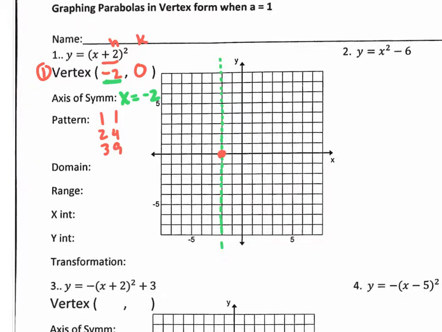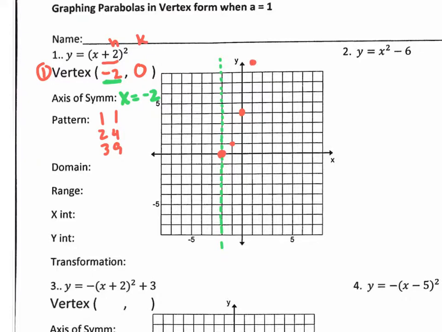1 over, 1 up. Let's put a dot right there. Let's go back to the vertex and go 2 over, 1, 2, 3, 4 up, and put a dot right there. And then if we go back to the vertex and go 3 over, 9 up, I'm going to be off the graph just by 1. So I might as well plot it. You don't have to, but since it's only off by 1, I want to plot it right there, 1 unit off.